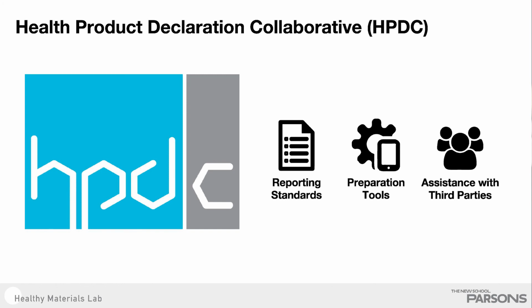And then we have some programs like our third-party program that helps identify qualified third parties that can assist them in both creating and in verifying these reports. So those are some of the dimensions that affect the reliability and accuracy of the data that you'd be seeing in a typical HPD report.